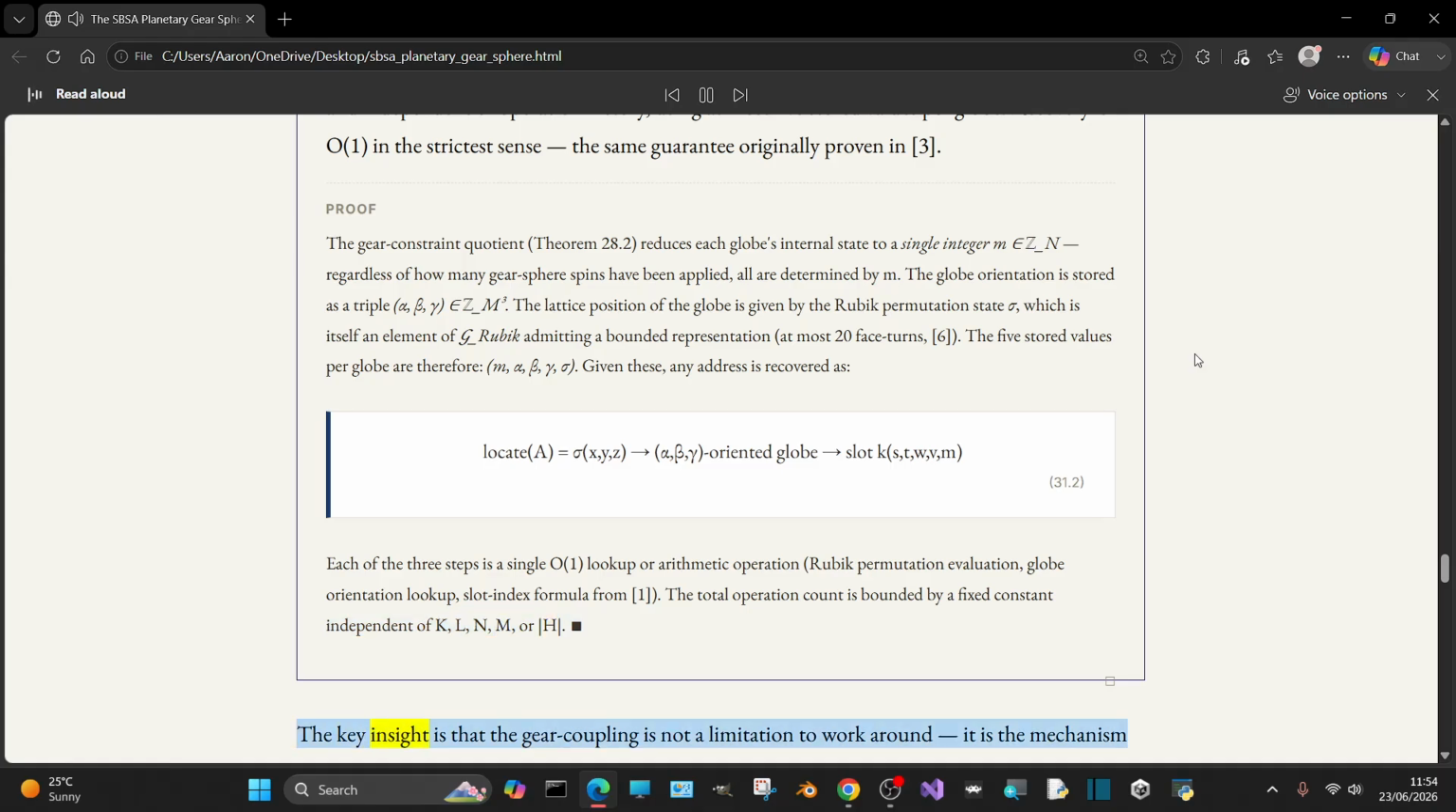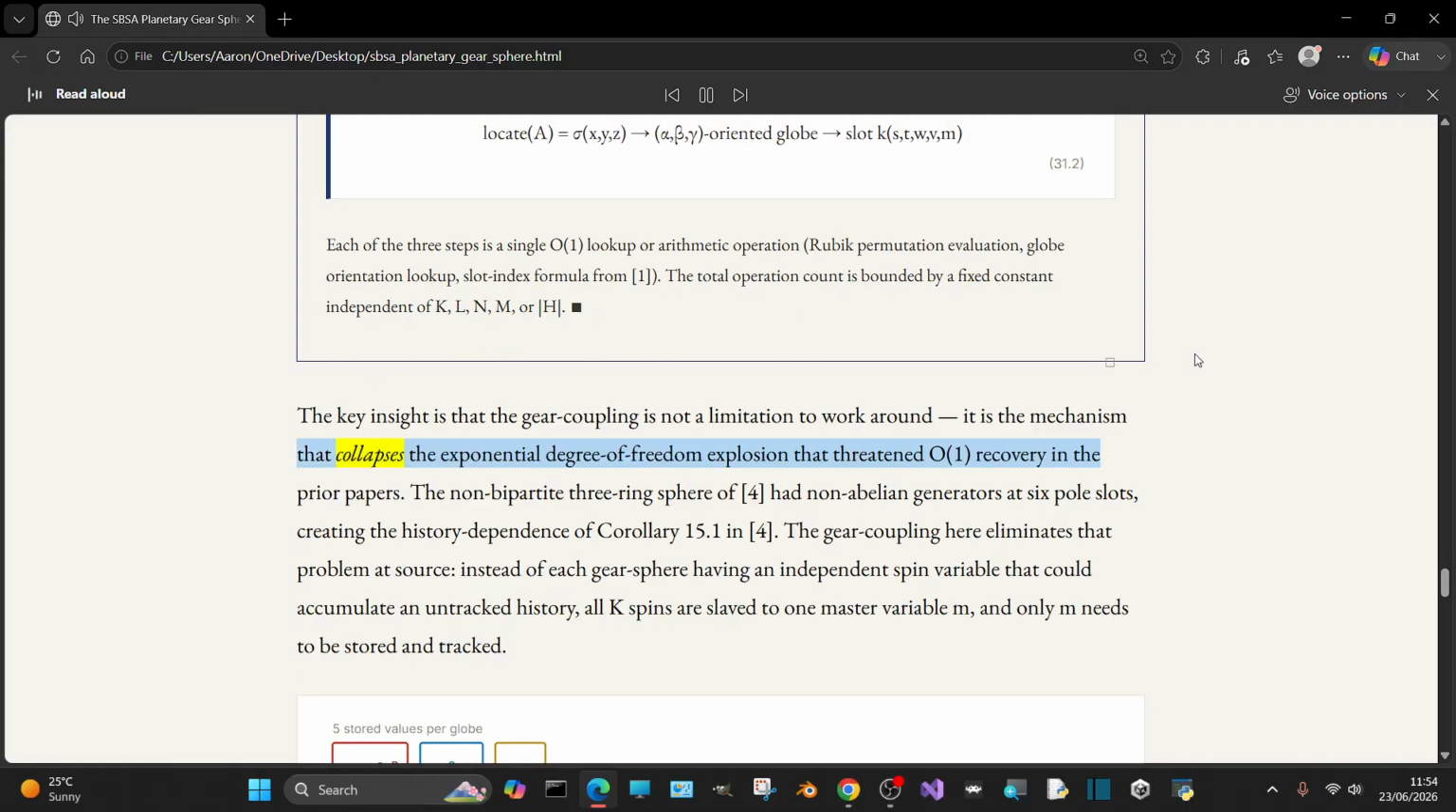The key insight is that the gear coupling is not a limitation to work around. It is the mechanism that collapses the exponential degree of freedom explosion that threatened O1 recovery in the prior papers. The non-bipartite 3-ring sphere of 4 had non-abelian generators at 6 pole slots, creating the histodependence of corollary 15.1 in 4. The gear coupling here eliminates that problem at source.